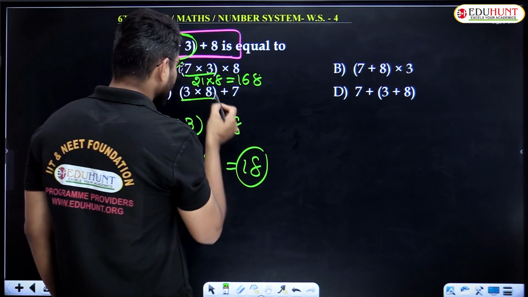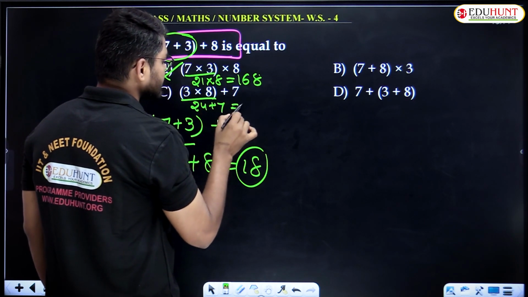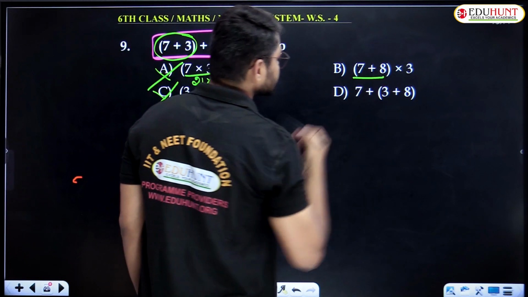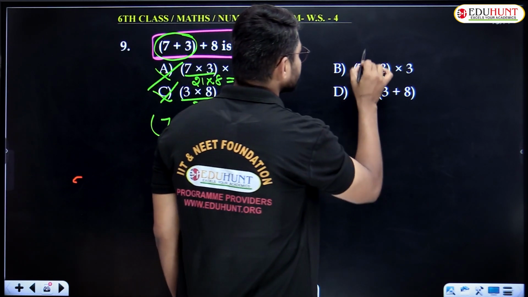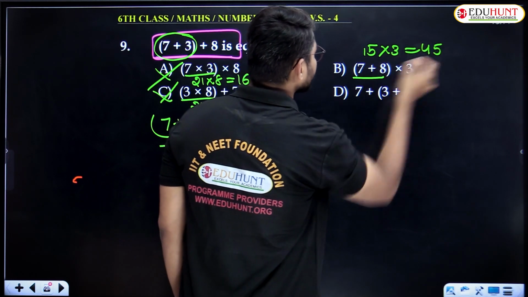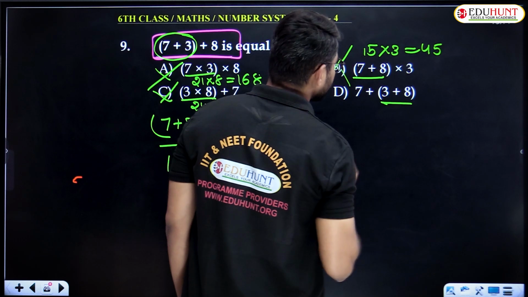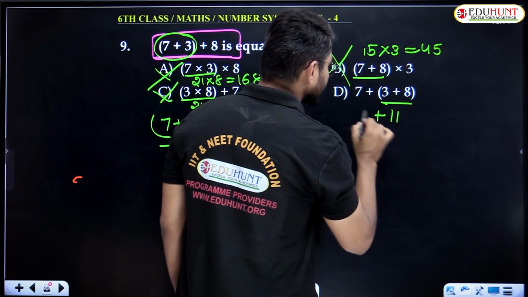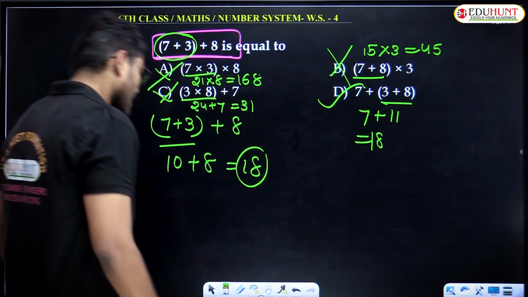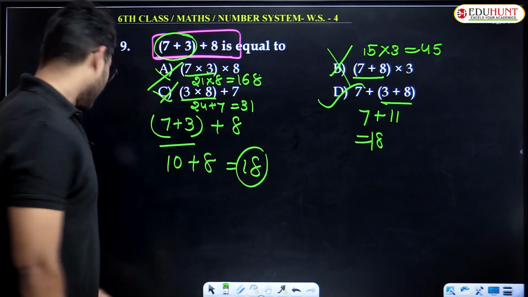And option C, 3 into 8, 24 plus 7. This is nothing but 31. This is also wrong. And 7 plus 8, 7 plus 8 is 15. 15 into 3, that is 45. 45 is also not correct. Now this one, 3 plus 8, that is 11. 11 plus 7, that is equal to 18. Answer for this question is option D, that is 18. Okay, students, let's move on to the next question.